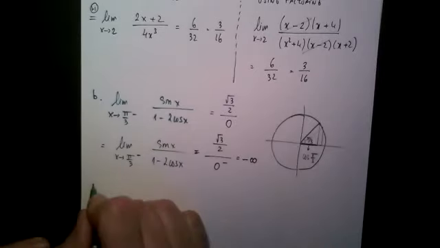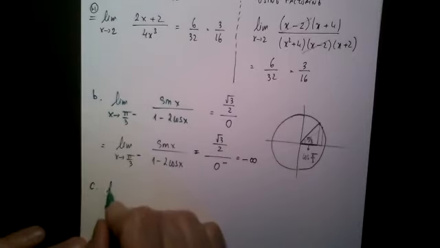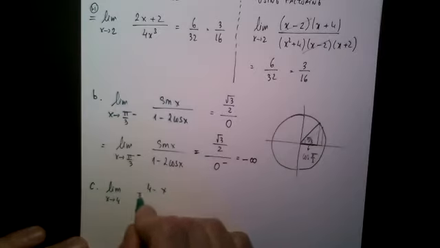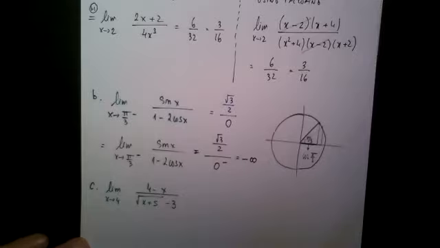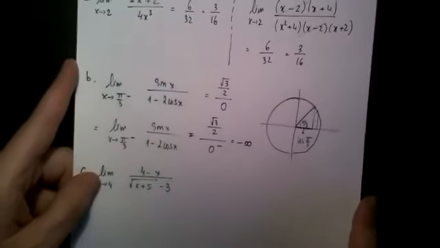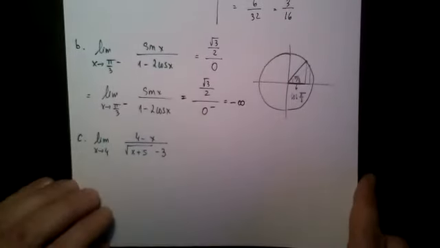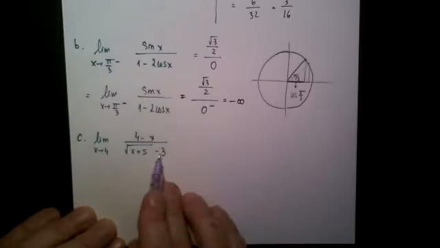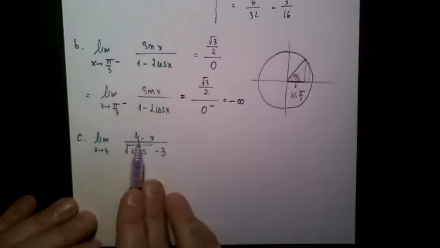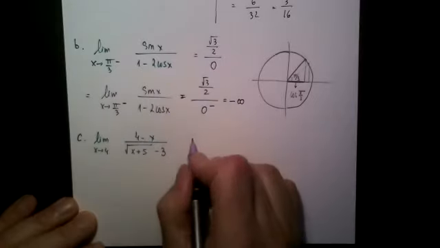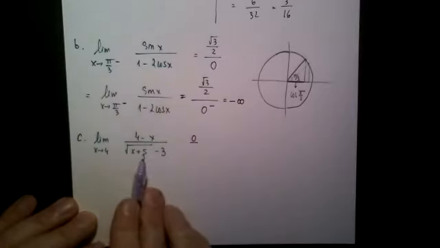All right, C. Limit as x approaches 4 of (4 minus x) over (square root of x plus 5 minus 3). Sorry, it's a bit crooked. Okay. Let's plug in 4. 4 minus 4 is 0 over 4 plus 5 is 9, square root of 9 is 3, 3 minus 3 is 0.